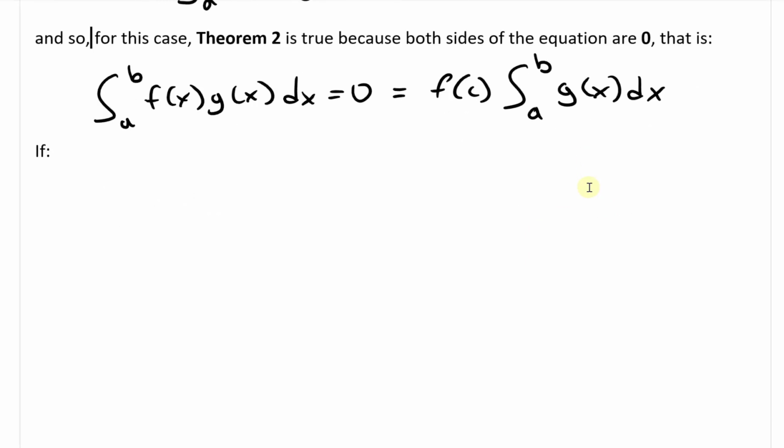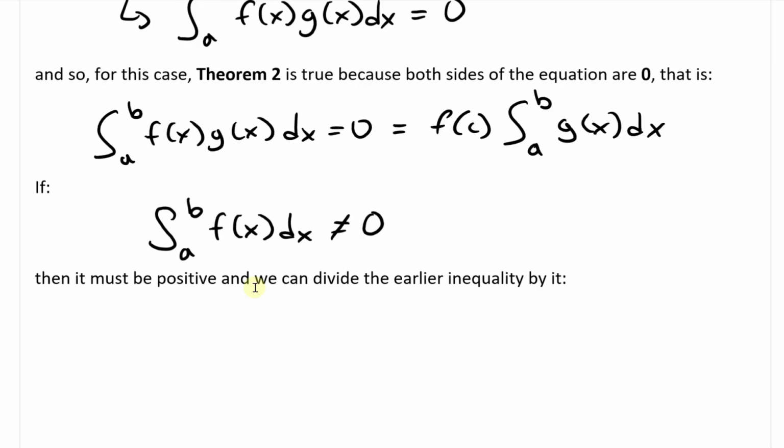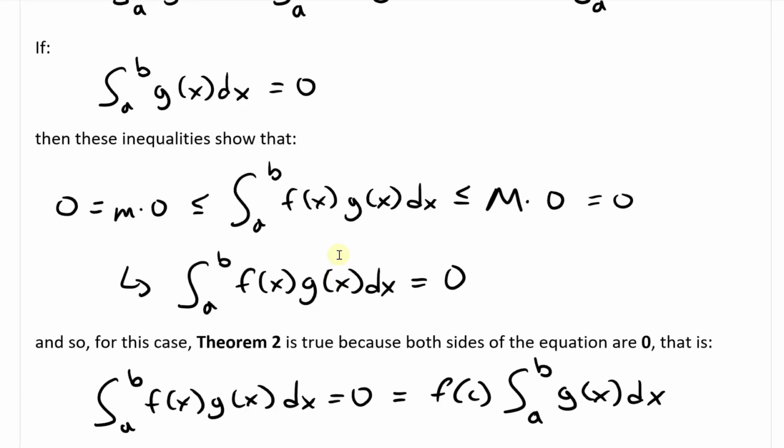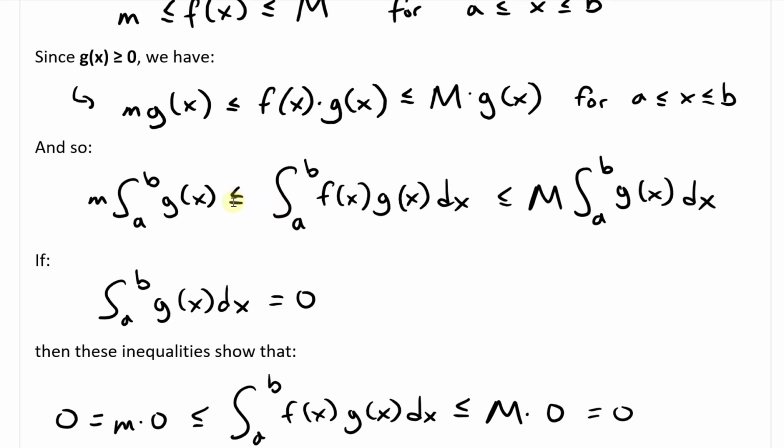But now if we have the scenario where the integral from a to b of g(x) dx is not equal to 0, then it must be positive, because we had it before that g(x) is greater than or equal to 0. So it must be positive here, because we're taking the integral from a to b of a positive function. Then we can divide the earlier inequality without changing the inequality signs. So we can take this one here and divide by the integral from a to b of g(x) dx, because that is constant.